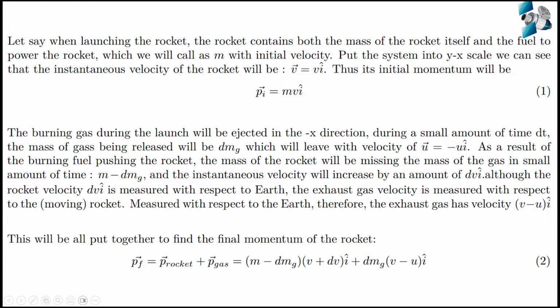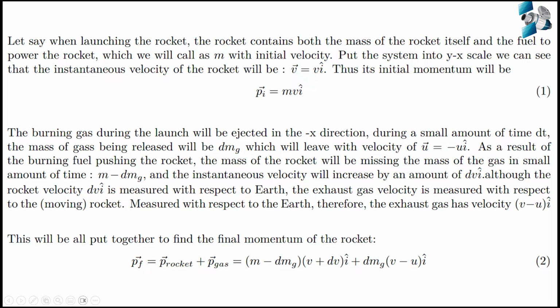The burning gas during the launch will be ejected in the x direction. During a small amount of time dt, the mass of gas being released will be dm_g, which will leave with a velocity of u. As a result of the burning fuel pushing the rocket, the mass of the rocket will be missing the mass of the gas in a small amount of time, m minus dm_g, and the instantaneous velocity will increase by an amount of dv. Although the rocket velocity dv is measured with respect to Earth, the exhaust gas velocity is measured with respect to the moving rocket. Measured with respect to the Earth, therefore, the exhaust gas has velocity v minus u.